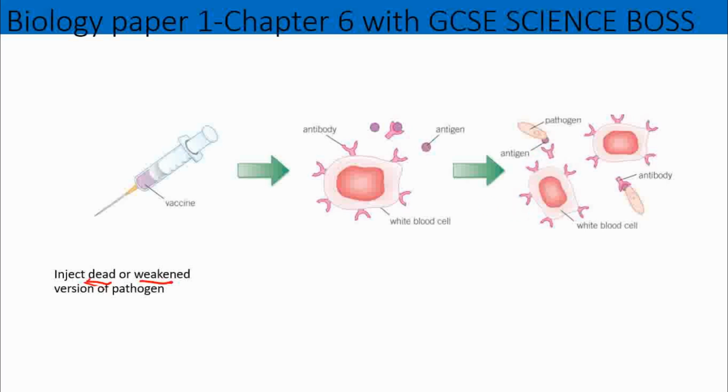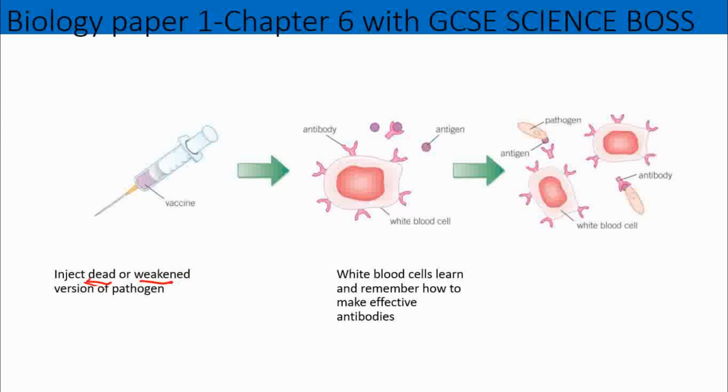Now, if that pathogen enters at a later point, the body will remember it. The body remembers exactly the antibodies that need to be used, and therefore is able to fight off that disease, and therefore you're now immune. For example, we've lived through COVID-19, so the COVID-19 vaccine would have had a dead or weakened form of the pathogen.